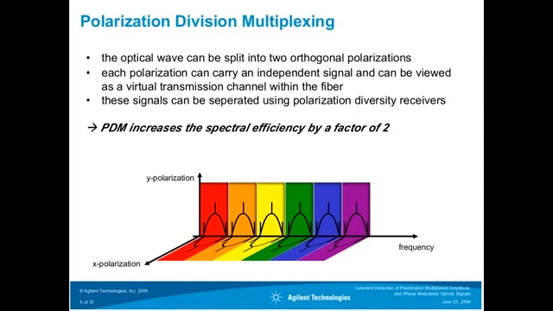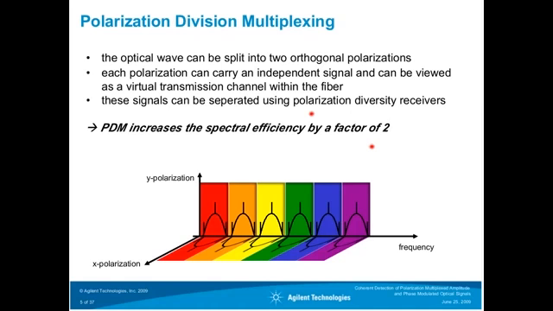Therefore, you can look at the fiber as if it had two virtual channels to transmit basically two signals. At the receiver, you can split the signals again into two polarizations and recover the original information sent out from the transmitter. So, bottom line, polarization division multiplexing, PDM, increases the spectral efficiency by a factor of 2. It's depicted down here.